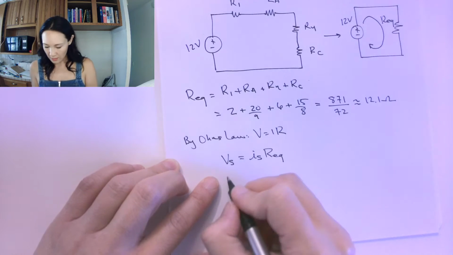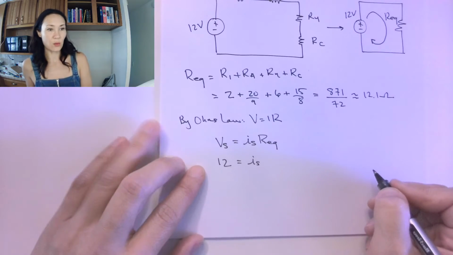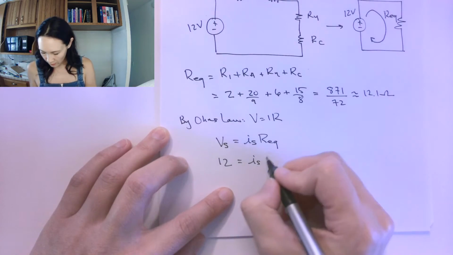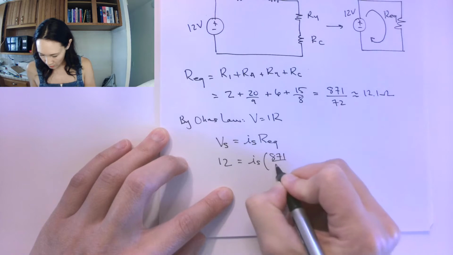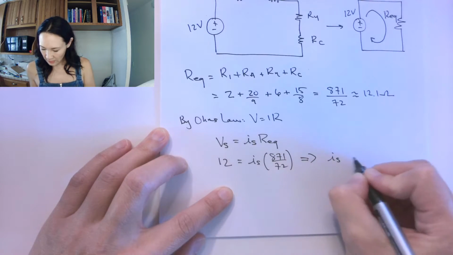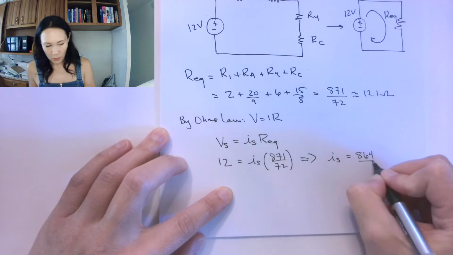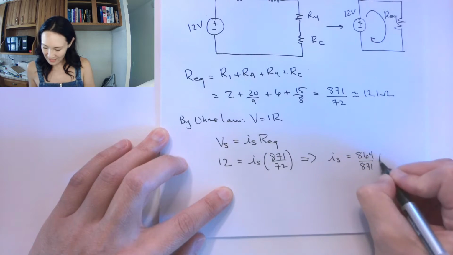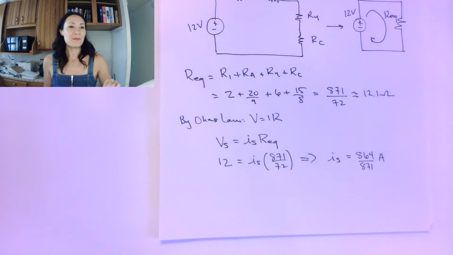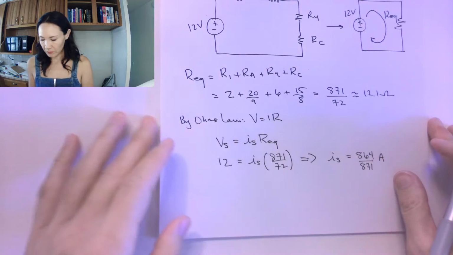So we know that our source is 12 volts. We want to find the current that's coming out of the source, and we know our R equivalent is 871 over 72. So this implies that the current being delivered by our power source is 864 over 871 amps. Okay, great. So now we have the current that's coming out of our source.